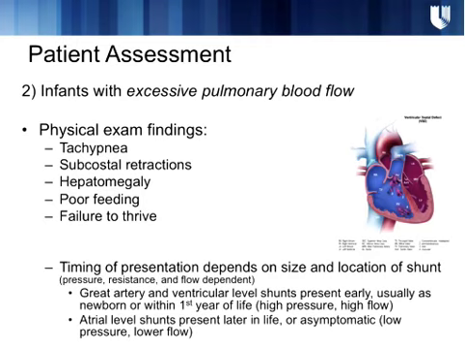Therefore, great artery and ventricular level shunts will usually present early, as these are high pressure and high flow lesions, and these usually present either in the newborn period or within the first year of life. Atrial level shunts, which are the low pressure and lower flow shunts, will present later in life or may be asymptomatic for life.